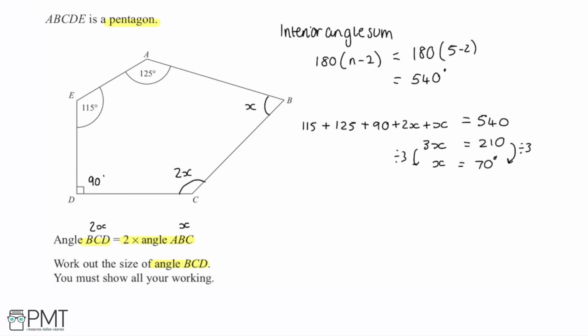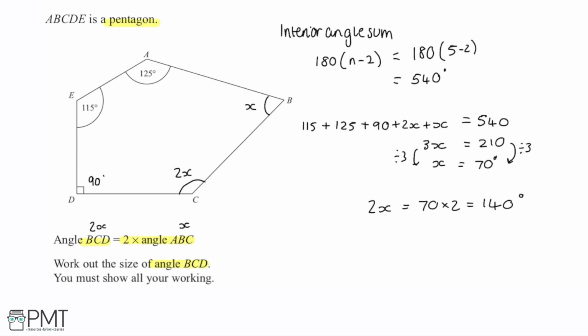However, we've been asked to find the size of the angle BCD, so this angle here, which is 2x. So I need to take 2x, which is 70, multiplied by 2 to get 140, which is the correct final answer for the size of angle BCD.